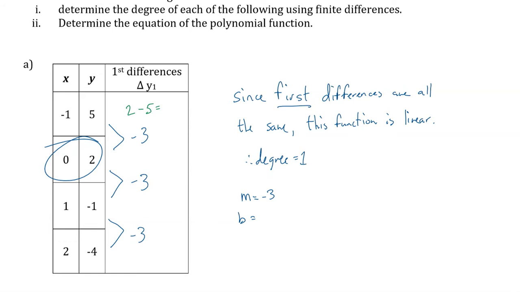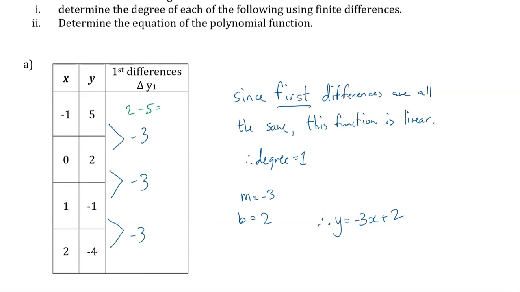Okay? Why is it 2? Because the y-intercept occurs when x is equal to 0. So the table will always have x equals 0 on it, and b is 2. And we're supposed to determine the equation, therefore y equals -3x plus 2. Now that's the grade 9 way.